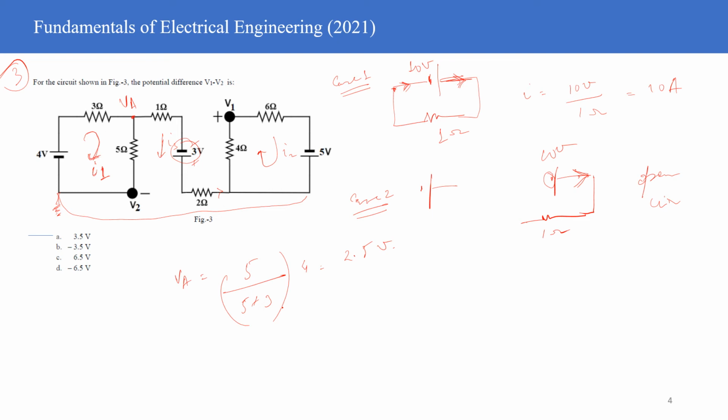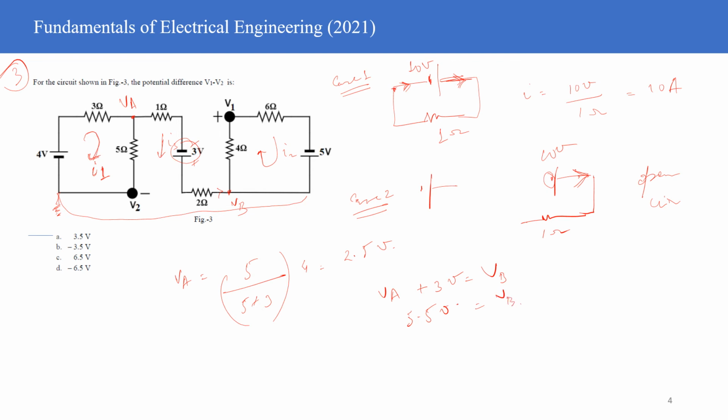So you have the potential at VA, right? And once you have the potential at VA, you can simply write that potential here. Let me call it VB. So the potential at VB is going to be VA plus 3 volts is equal to VB. So this is nothing but 5.5, right? And this is VB, right?